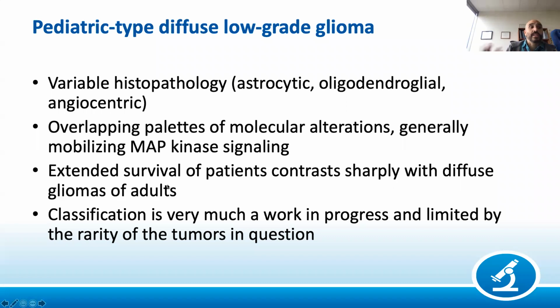So these are diffusely infiltrating gliomas, but they have extended survival. And this contrasts sharply with diffusely infiltrating gliomas of adults, which are essentially invariably fatal. And this classification, just to remind, is very much a work in progress and limited by the rarity of the tumors in question.